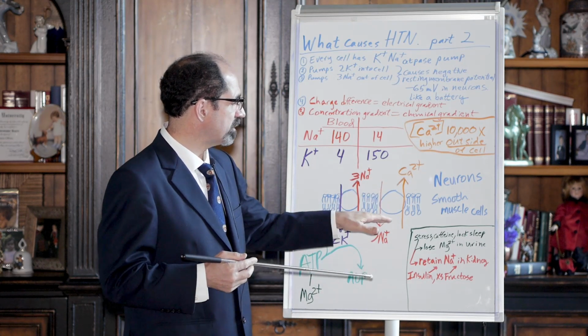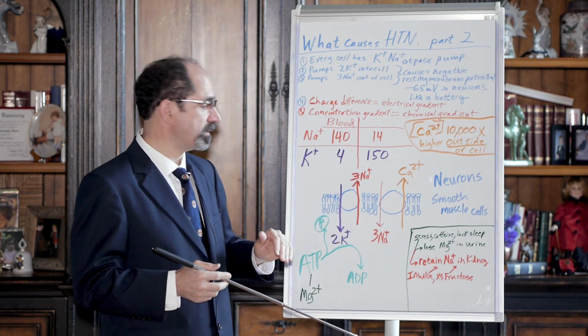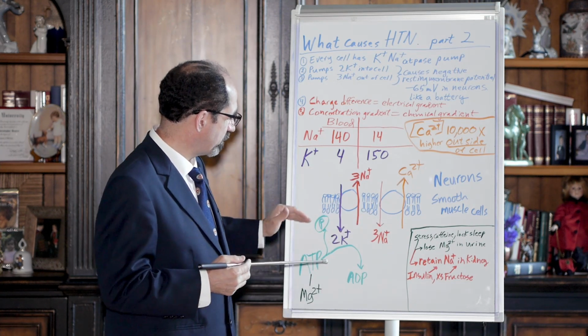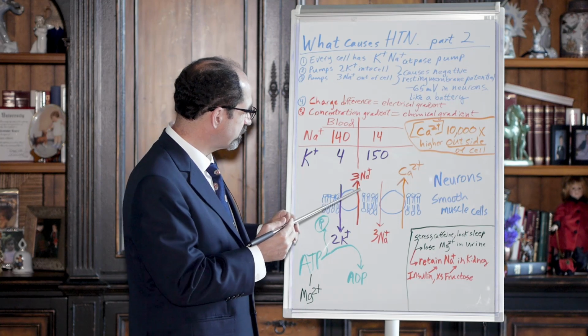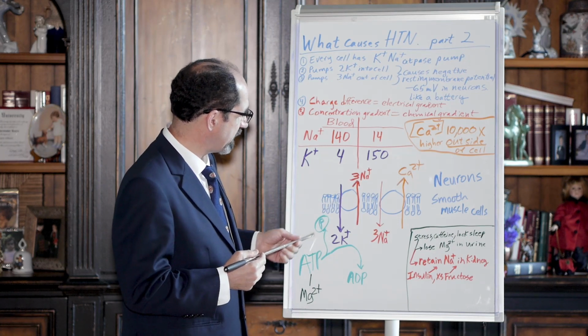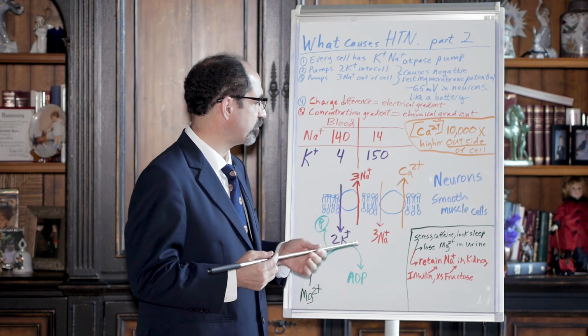plus. And this is called secondary active transport because it's using the energy of the gradient of sodium that was produced by using these ATPs. So this is secondary active transport.